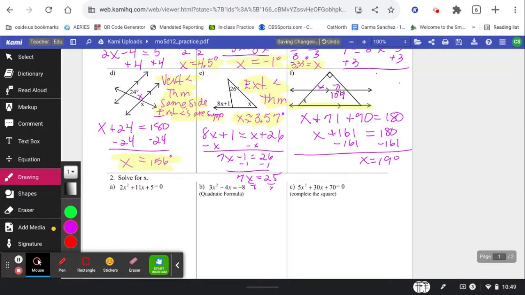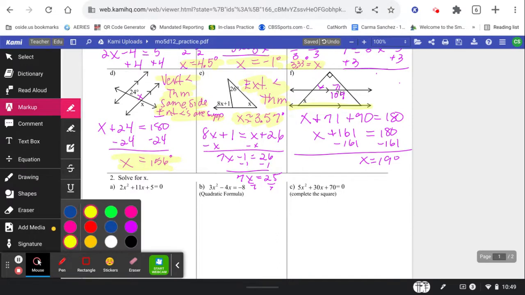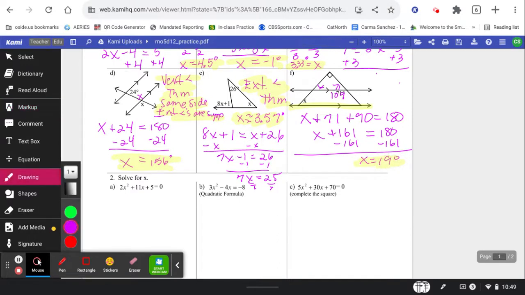Okay, so now that helped us solve for x. And what are all the things that we used besides having to fix the numbers? We had to use linear pair. We had to use corresponding angles. And we had to use triangle sum theorem.